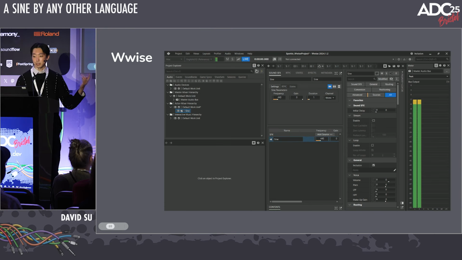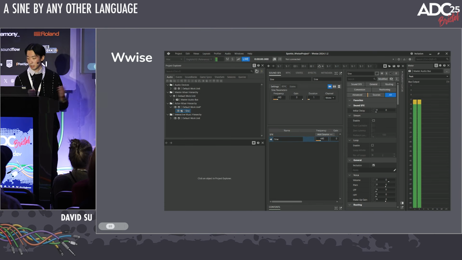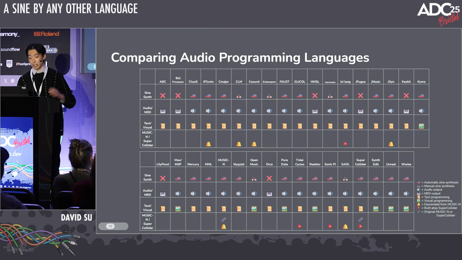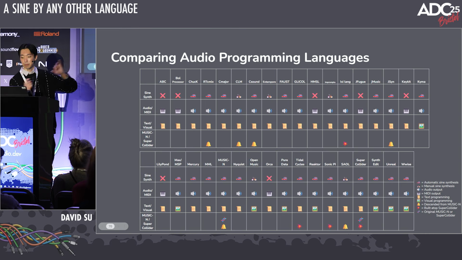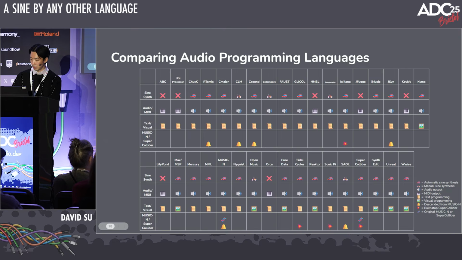And then Wwise, which is one of the most popular game audio middleware solutions, has a built-in sine generator as well. All right, so yeah, a lot of axes we can compare these by. Generally, there's a lot more built-in synthesis capability. One notable difference, we have audio versus MIDI. We see a lot of visual languages, and it's really cool seeing the lineage and history, just looking at Music N and SuperCollider and how they've spawned all sorts of other languages of their own.